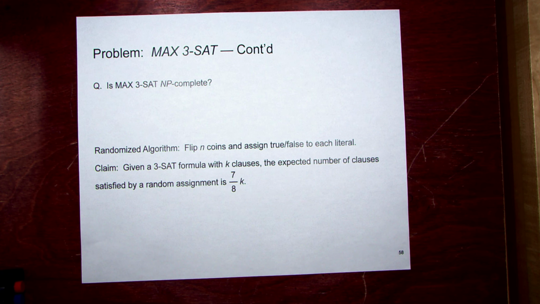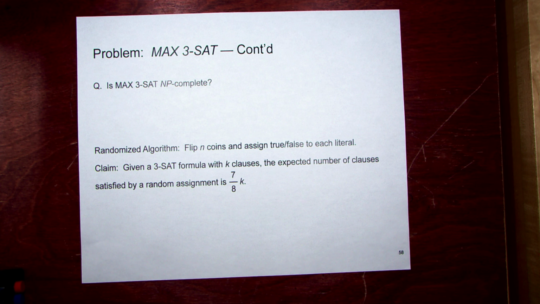Okay, what are we doing today? We are going to use randomization to have an approximation algorithm. This is a common method for dealing with NP-complete problems: to find an algorithm that gives you something that is close to optimal within some factor. And we're going to do that using randomization. First question we have to deal with, though, is: is max 3-SAT NP-complete?